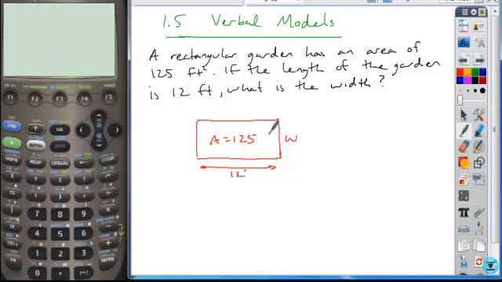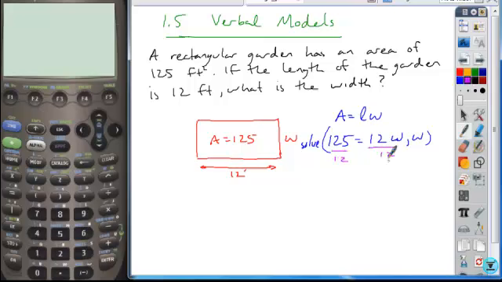But what would be the area formula for a rectangle? Area equals what? Length times width. A real easy one. Using this equation, you could plug in your information. So 125 is your area, your length is 12, solve for W. You can either use the calculator, or you can do it by hand. This winds up being a pretty simple calculation.